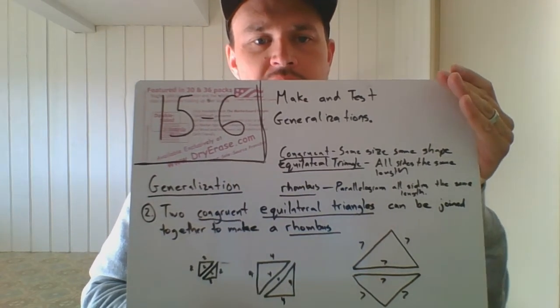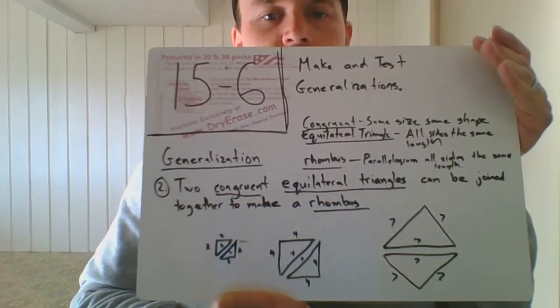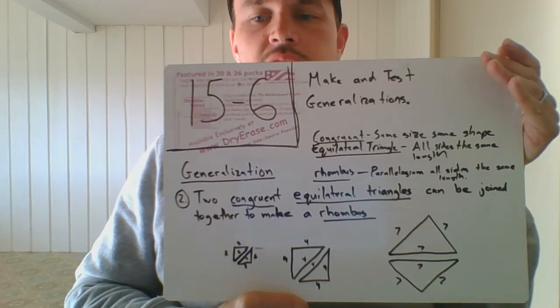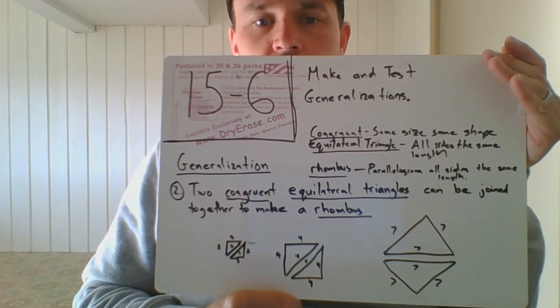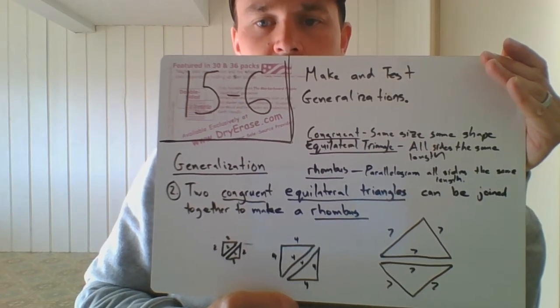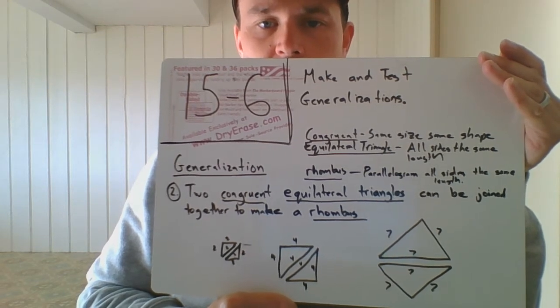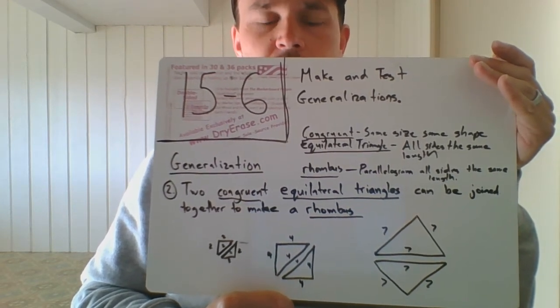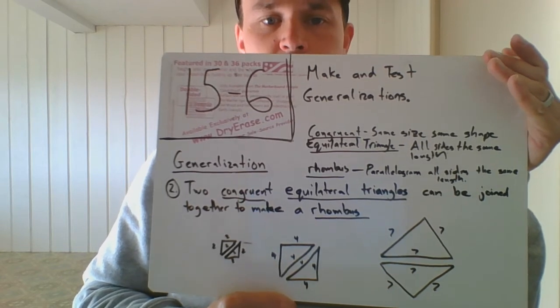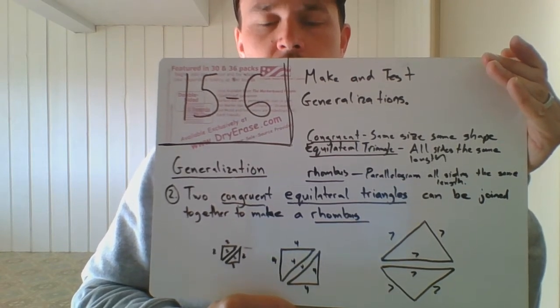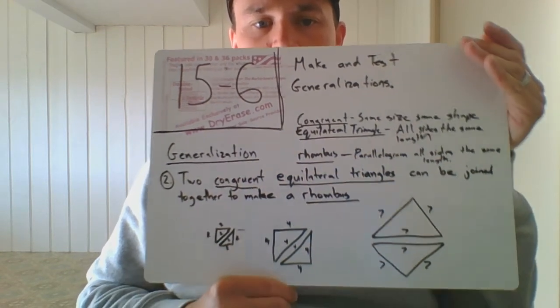Okay, last problem we're going over together. Number 2, unguided practice. So you have the generalization statement written down. Two congruent equilateral triangles can be joined together to make a rhombus. So the hint with this lesson, you have some math vocabulary words. So number 2, we have the word congruent, the words equilateral triangles, and the word rhombus.